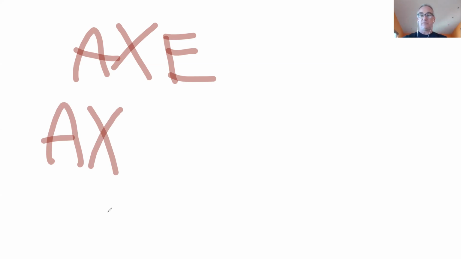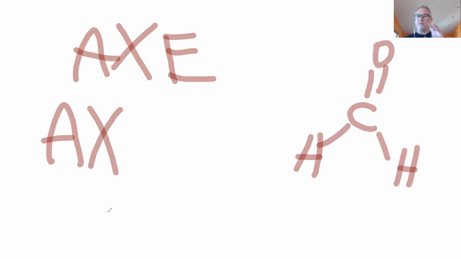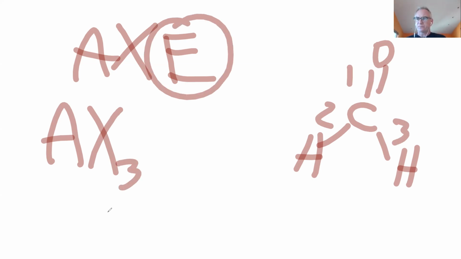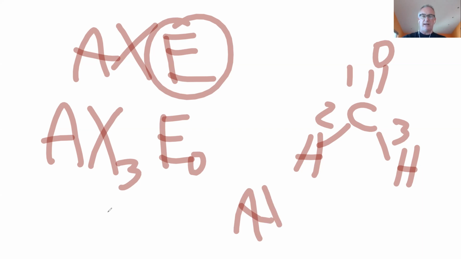So if we were to look at this again, the number of bonding atoms or bonding regions around the carbon is 3. 1, 2, 3. And E stands for the number of lone pairs. And the number of lone pairs around the central atom is 0. So then we would look up on our table AX3. And that would tell us that it's trigonal planar. Done. If, on the other hand, we have, let me get another.